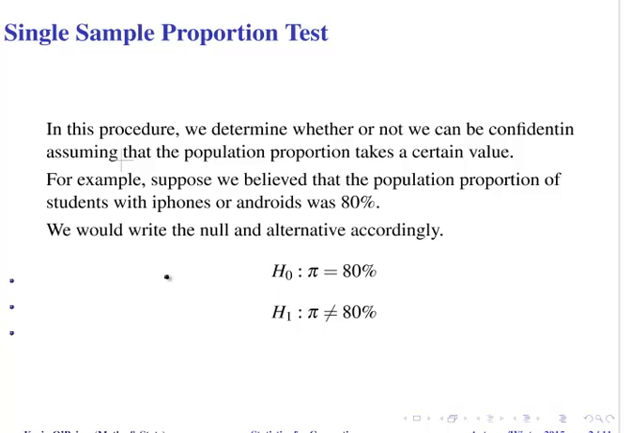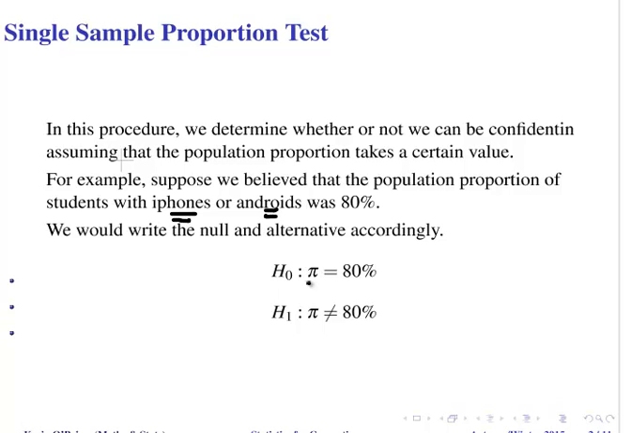So let's just say, for argument's sake, we are dealing with a country, let's say Ireland, where I am, and some sort of mobile device like iPhones or Android devices, something you can use the internet with. What we want to know is, suppose we believe that the population proportion of students with iPhones or Androids or devices like that was 80%.